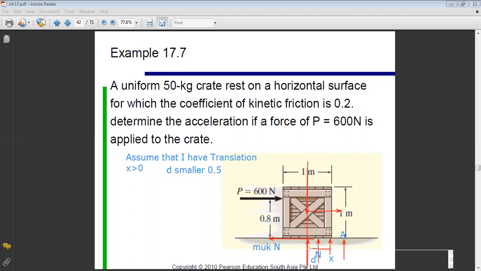Yes, doctor? To have translation, it must be 0.5 at most, otherwise the normal cannot be outside. What is the condition to have translation? Sum of moment about G should be equal to zero. Let's write it: sum of moment about G should be zero. You have the moment of P, the moment of friction, and the moment of the normal. The moment of P and the moment of friction are both clockwise. So the normal moment should be in the counterclockwise direction to be able to oppose. This is why N shifts towards the right.